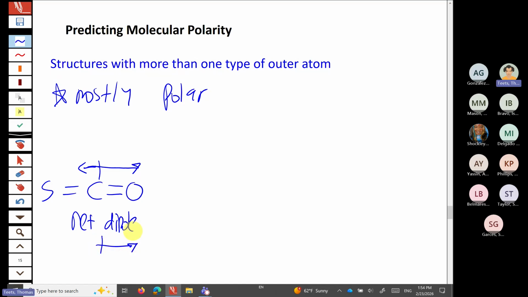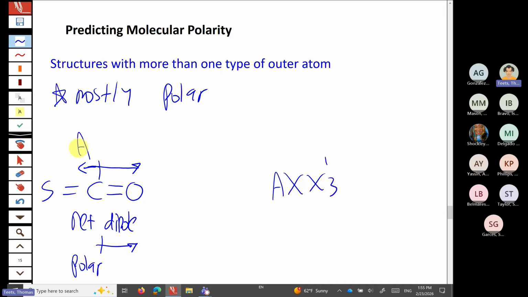Partially canceled out by the sulfur dipole, but not completely. So there's still going to be an unequal distribution, and this would be a polar molecule. And then another common type that you'll see a little bit in this class, but especially if you go to organic chemistry, is AX3X prime.